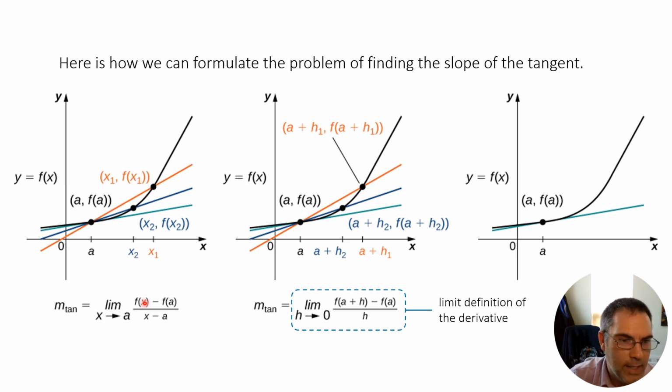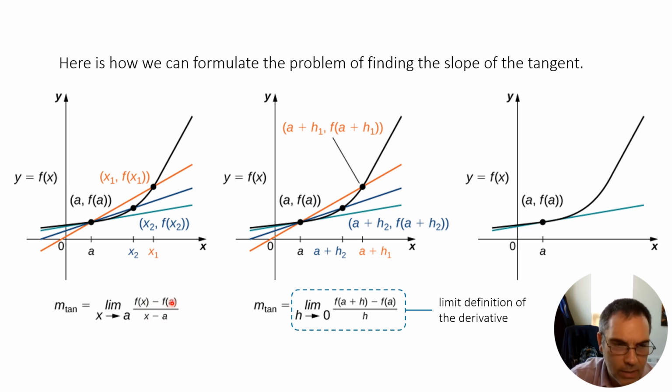Now the slope of the secant line is f of x minus f of a over x minus a. So that was from the last video. That's the average rate of change from the point a to some other point x. Now if we take the limit as x goes to a, x gets closer and closer to a, that would be the slope of the tangent line. So we're making x infinitesimally close to a.